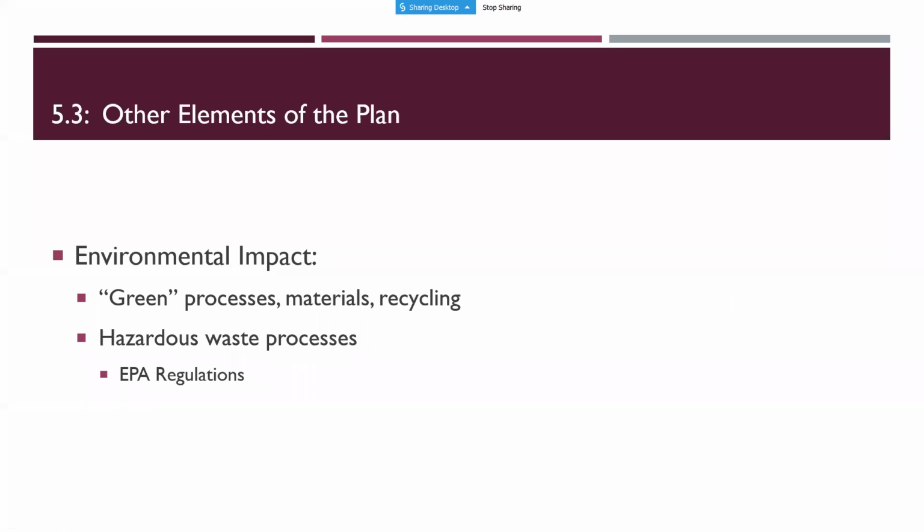So environmental impact, you might want to address that as well. If your company wishes to employ any green processes in the manufacturing, maybe recycle materials, or do you have a process that has hazardous waste as a result? And if so, how do you get rid of it? Because you're going to have EPA regulations to address and potential Superfund issues if they're not addressed properly.